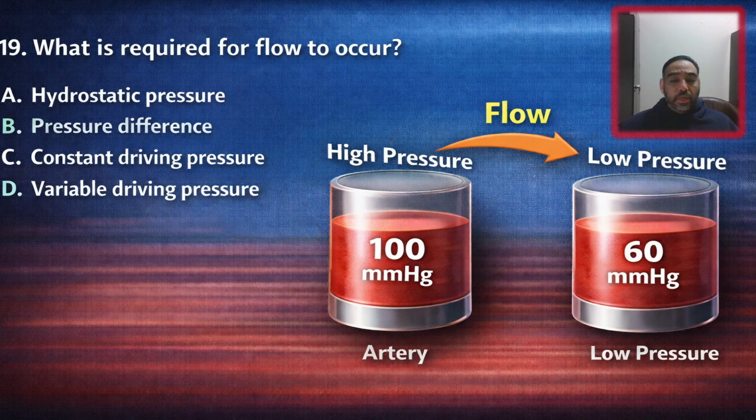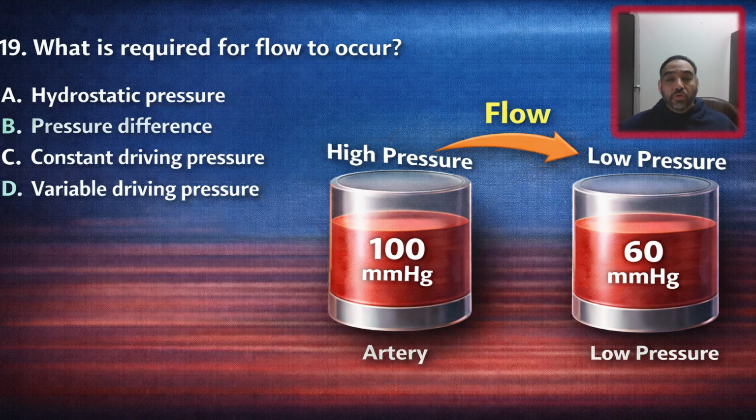All right, on to the next question. So the next question asks, what is required for flow to occur? Answer A is hydrostatic pressure. Answer B is pressure difference. Answer C is constant driving pressure. And answer D is variable driving pressure. So the correct answer here is B, pressure difference.